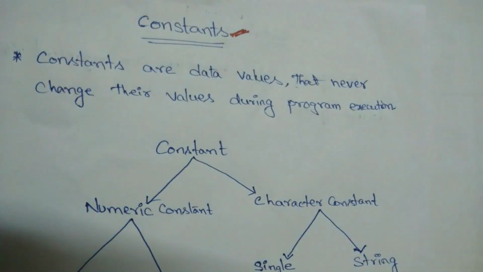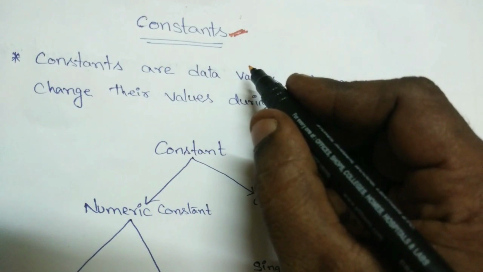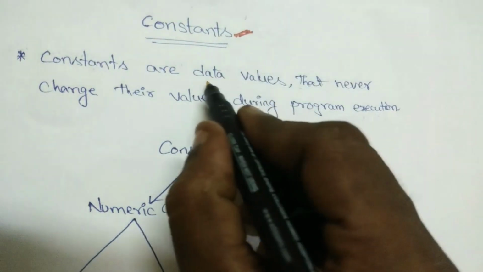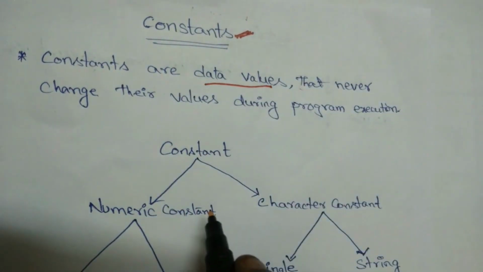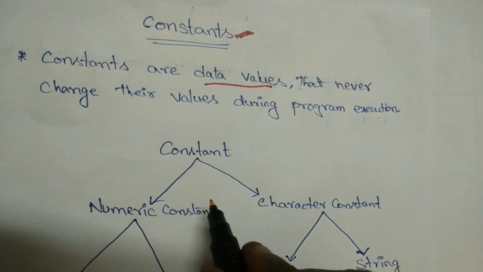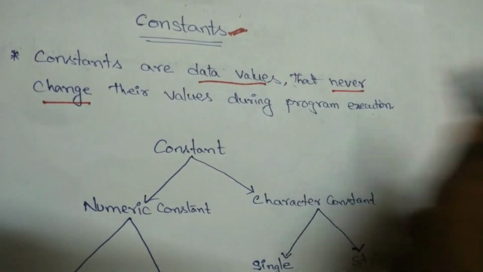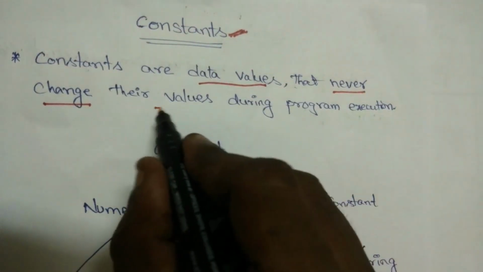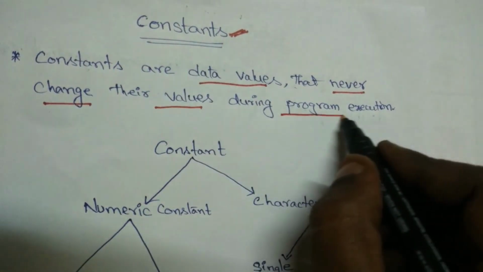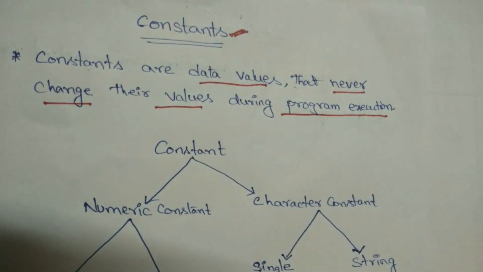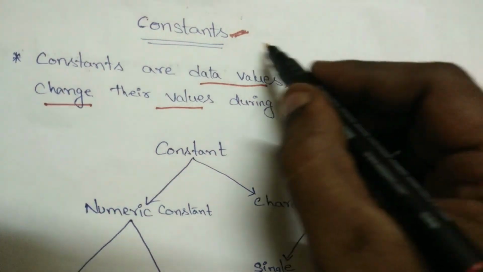We are discussing constants. What is meant by constant? Constants are the data values. That value never changes during the execution of the program. Means if we assign a value to a particular variable as a constant, that value cannot be changed during the execution of a program. That is called a constant.